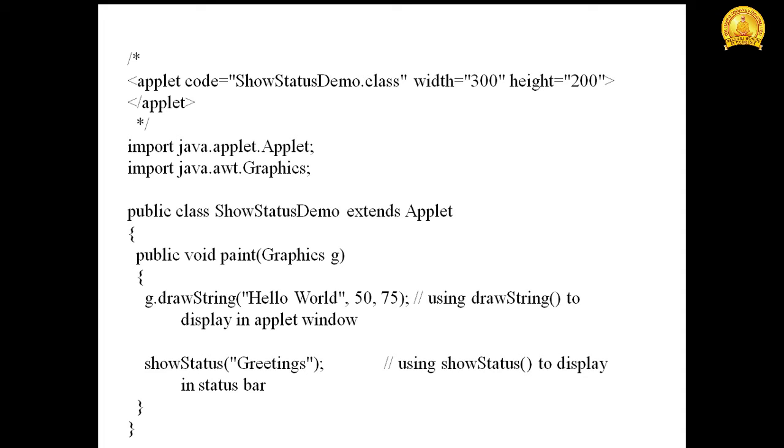Now the second way is to display a message in the status bar, at the bottom of the window. So the showStatus method is used. You don't have to mention it as g.showStatus. The showStatus method is directly called, and whatever you give in double quotes will be displayed on the status bar. So this is how you display the message in the applet. There are two ways: one is the drawString method, or otherwise you can use the showStatus method. Both have to be called inside the paint method.